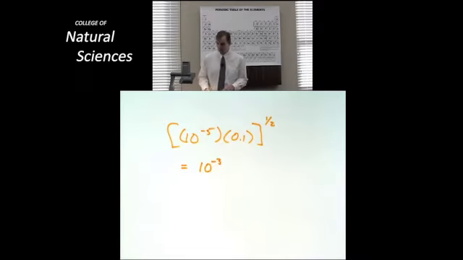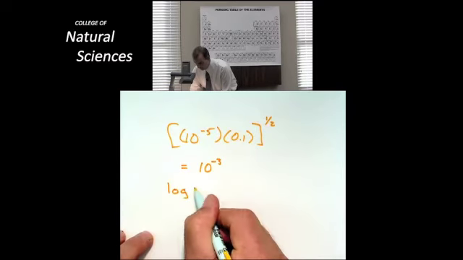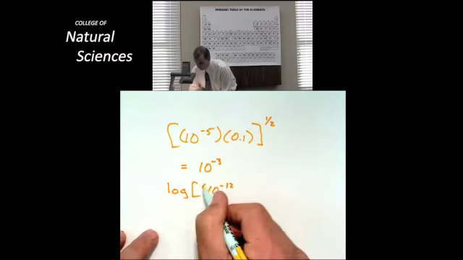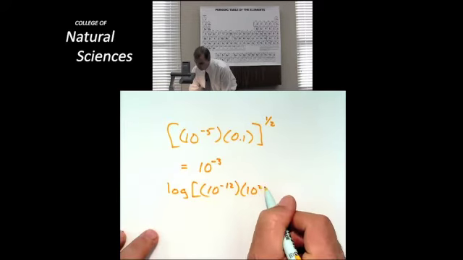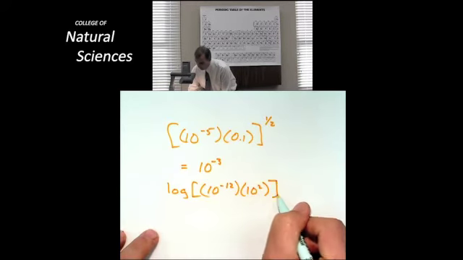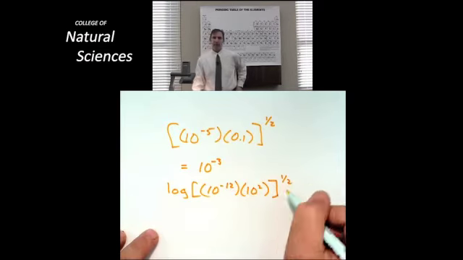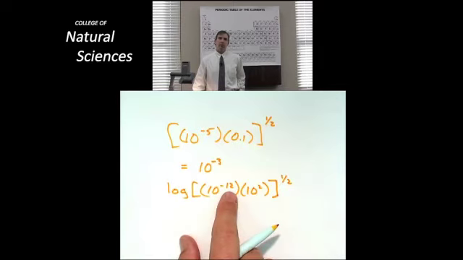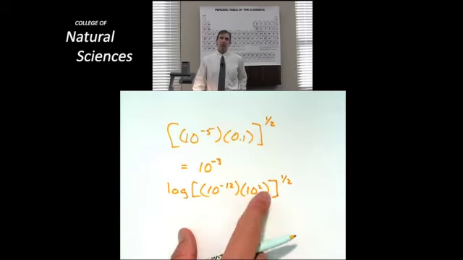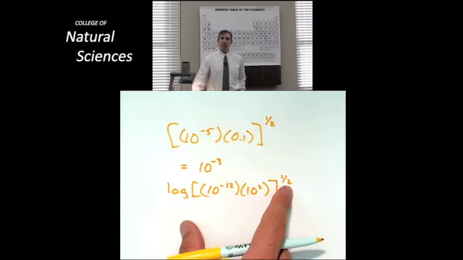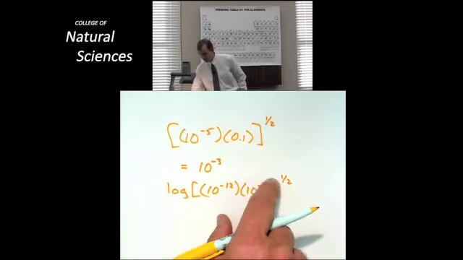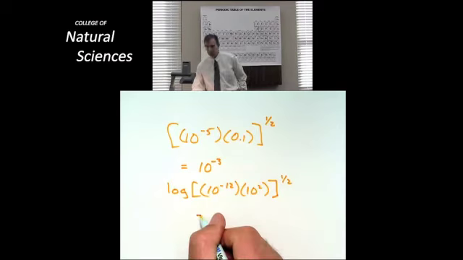I can even take this to the point where if I want to take the log of something like 10 to the minus 12 times 10 squared, and I want to take the square root of it, I can pull that answer out pretty quickly. 10 to the minus 12 times 10 squared is 10 to the minus 10. Square root of 10 to the minus 10 is 10 to the minus 5. The log of 10 to the minus 5 is minus 5.